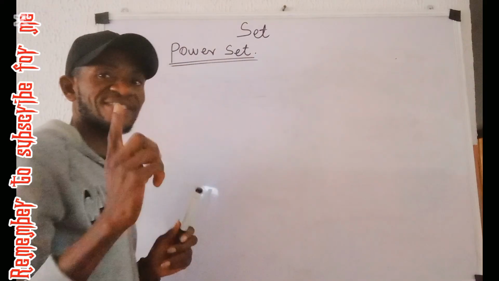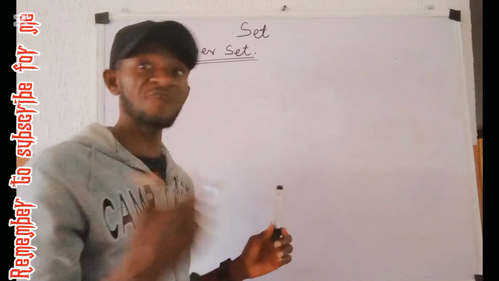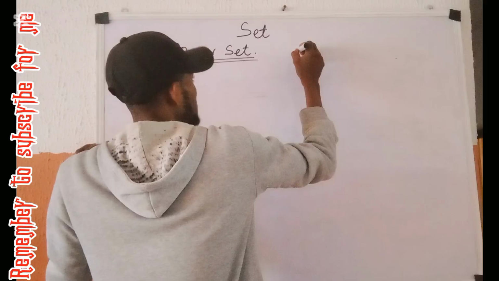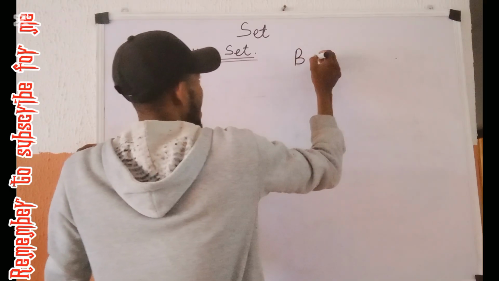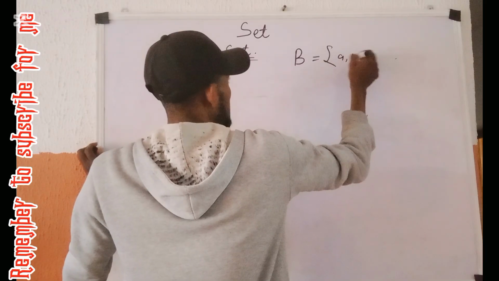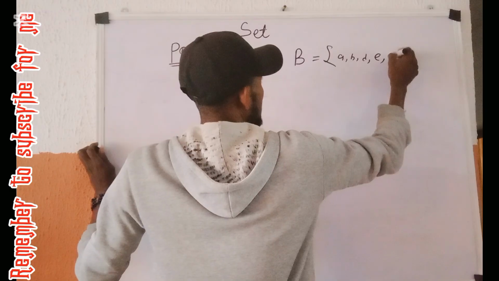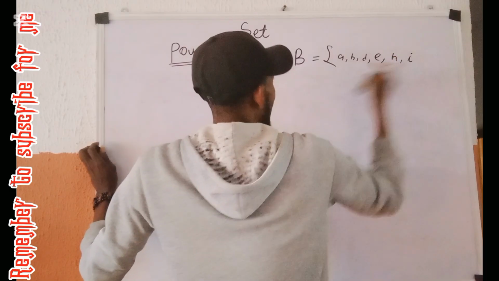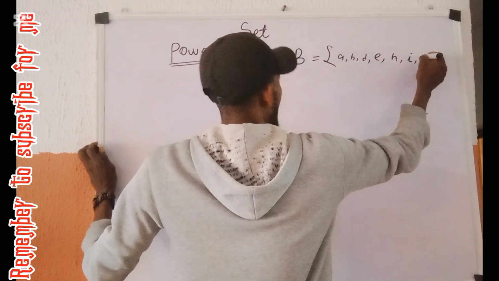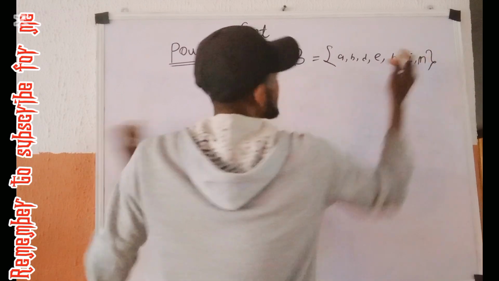What if we are given a set like this? It might be any other set, not necessarily A. We are just using A for illustration. What if we are given a set like this? We have a set B, and this set B is given as A, B, D, E, H, and perhaps we have I, 1, 2, 3, 4, 5, 6. And then maybe we have N, or let me use M. We have M.